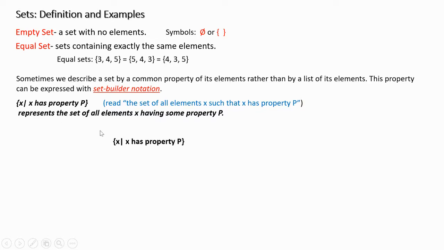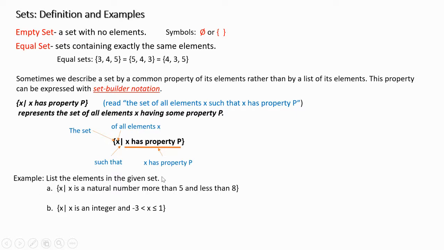Let me break everything down. The set means the brackets or the braces. That means the set of all the elements X, that is the X right there. This line here means such that. And then you have X has a property of P, which is all that right there. That's a property. Right now I'm going to show you some examples.